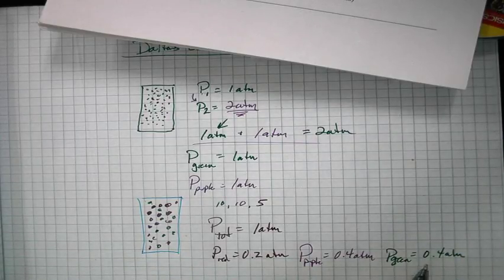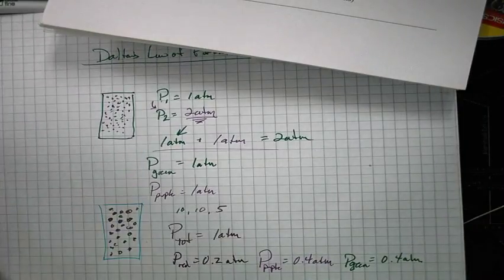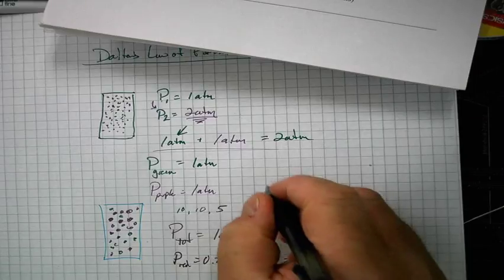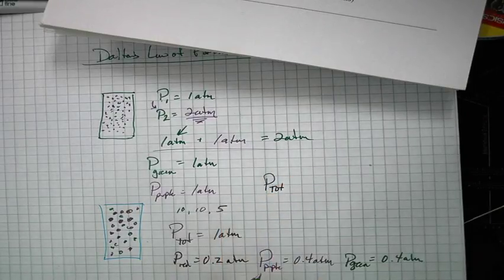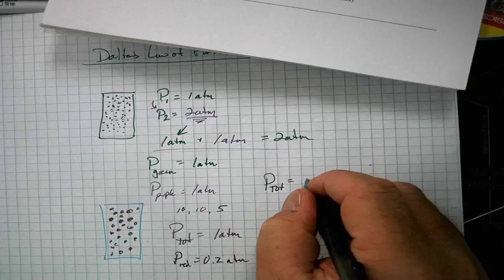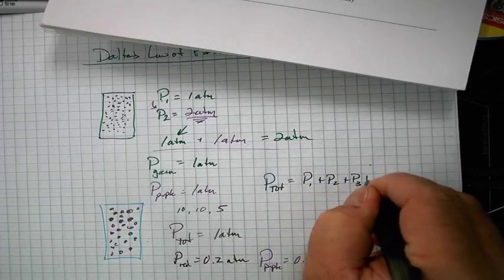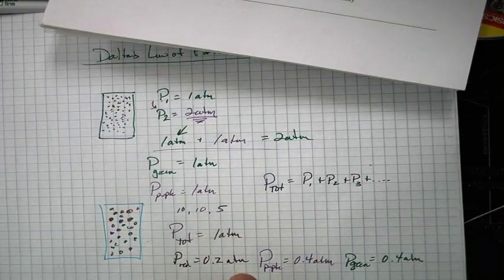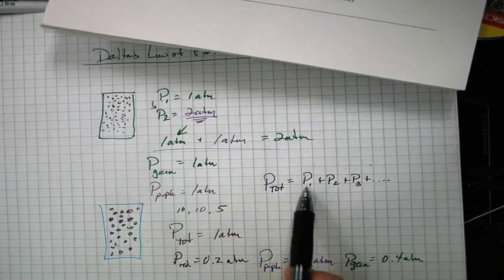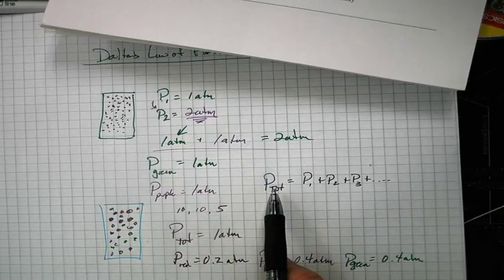Yeah? Okay. So, the fact that we can do this, that each gas contributes its own pressure within the container to the total pressure of the gas, is Dalton's law of partial pressure. Okay, and so it has a general formula of your total pressure equals P1 plus P2 plus P3 plus, and so on, however many gases you had, that each of the little pressures of each gas add up to the total pressure of the whole thing.